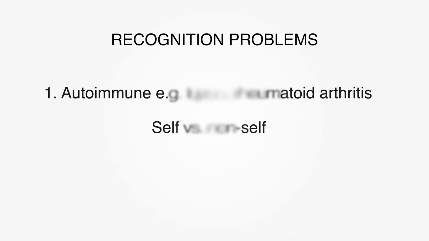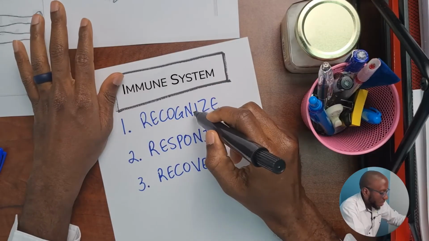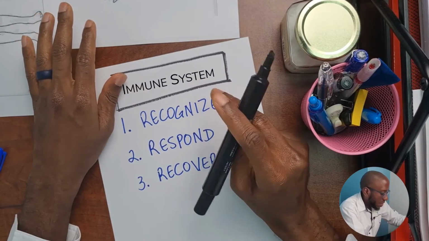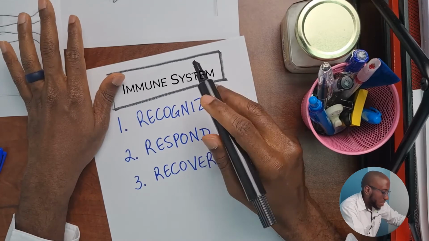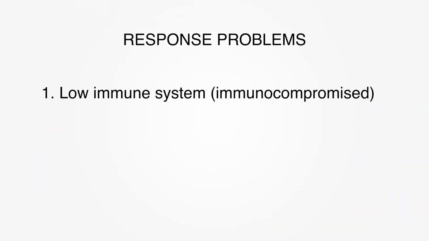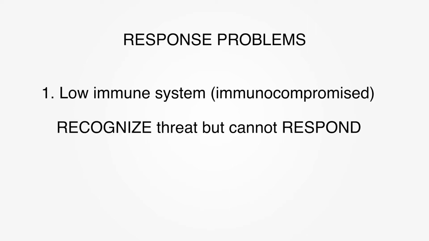And so we're going to talk about the fact that autoimmune illnesses are one of the main ways that we find a problem with recognition. The next is going to be response. So sometimes in people who have a low immune system, people who are what we call immunocompromised, they may not be able to respond appropriately when there is a threat.